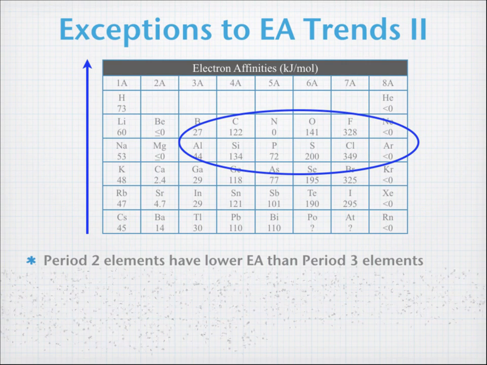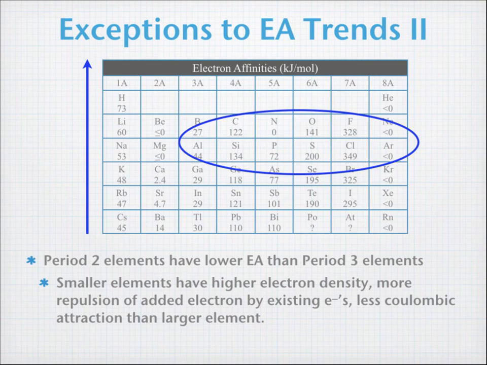The reason for this is that the second row elements are so small compared to the third row elements that even though the electron is going into an energy level that's closer to the nucleus, the electron density in the entire atom is relatively large. And so that increased electron density adds to the electron-electron repulsion of the added electron by the existing electrons, which is going to decrease the Coulombic attraction compared to those in the larger elements. So that's an important trend that we're going to have to know about.